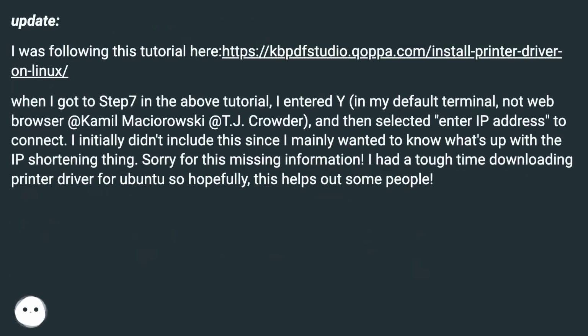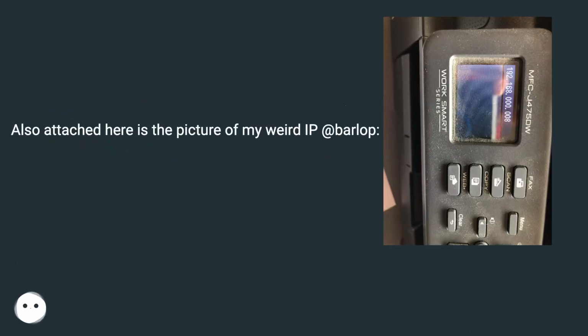Update. I was following this tutorial here, at this URL. When I got to step 7 in the above tutorial, I entered Y in my default terminal, not web browser, and then selected enter IP address to connect. I initially didn't include this since I mainly wanted to know what's up with the IP shortening thing. Sorry for this missing information. I had a tough time downloading the printer driver for Ubuntu, so hopefully this helps out some people. Also attached here is the picture of my weird IP address.